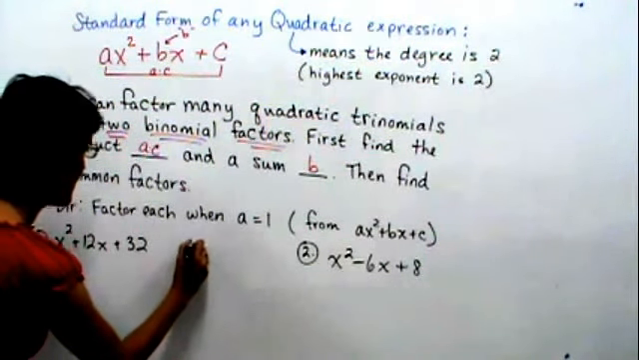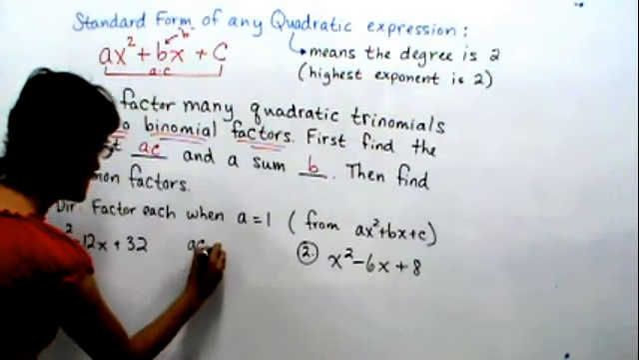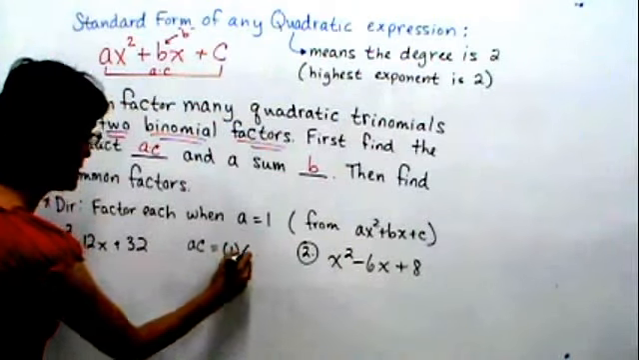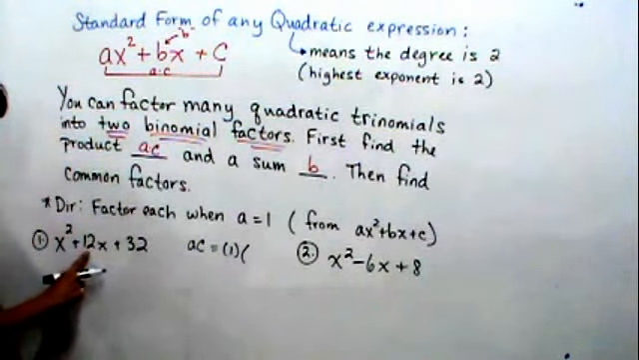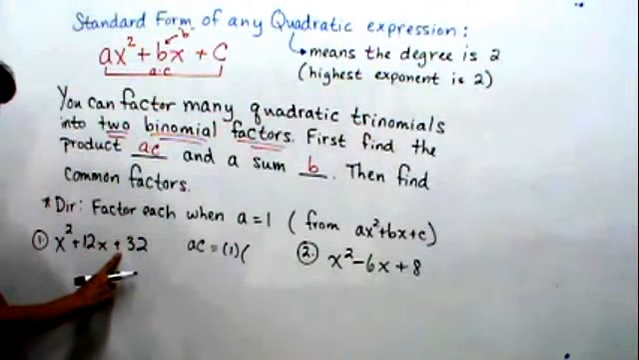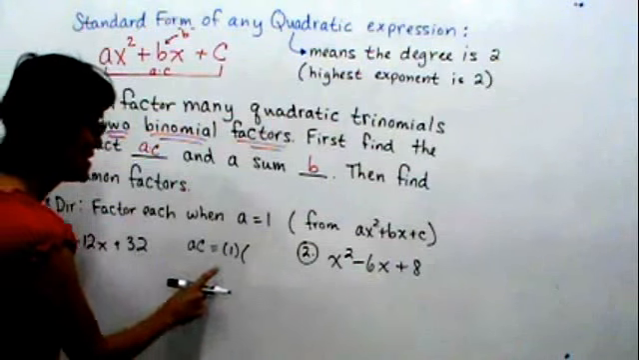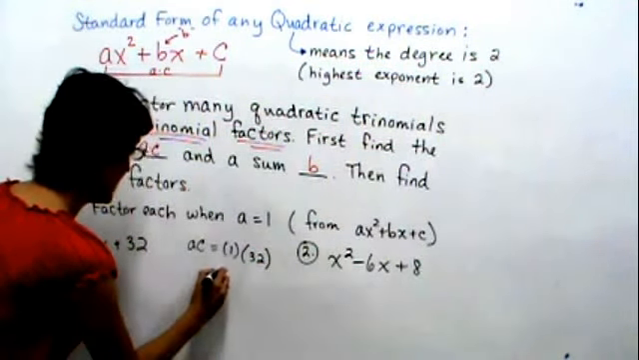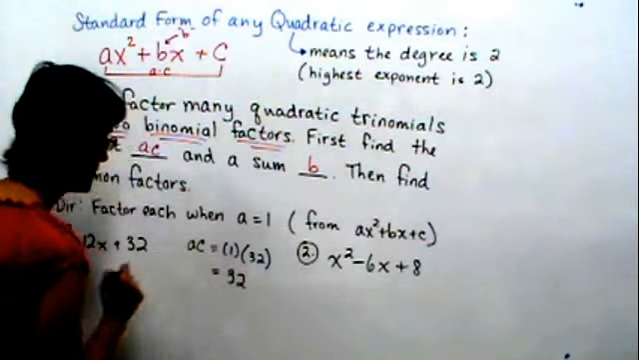So we're going to take our AC. So we've got AC, and that's going to be equal to, the A is always going to be 1 on this one. So this is 1 times, my A is 1, my B is positive 12, and my C is a positive 32. So you have to take the signs with it. So that's 1, and then my C is 32. And then I actually just do that product. 1 times 32 is 32.